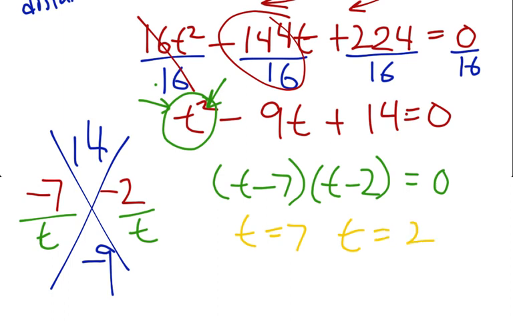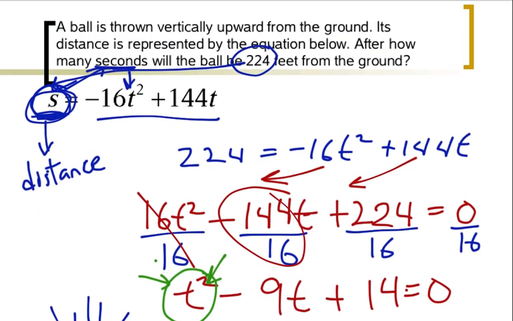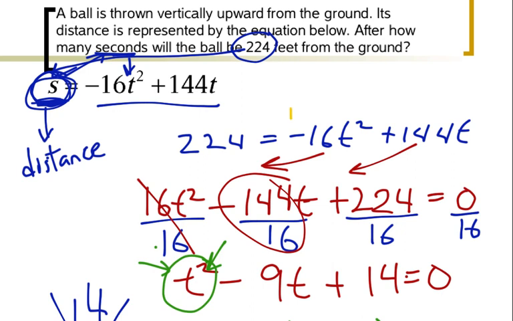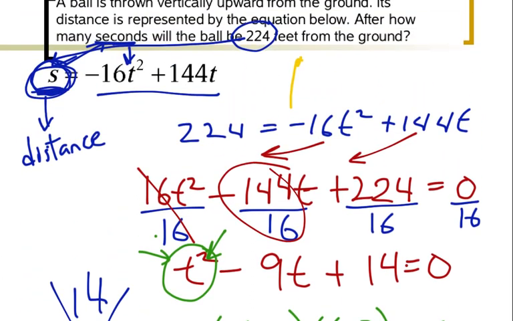Now, why are there two answers? The reason why there's two answers is because we're throwing the ball up. So we throw the ball up, and it actually touches 224 after the first 2 seconds, and then it starts to go up, and then it comes back down, and it passes through 224 again after 7 seconds, and then it continues to travel down and touch the ground. So there are actually two places where the ball will be 224 feet from the ground after we throw it up. Because, of course, what goes up must come down.